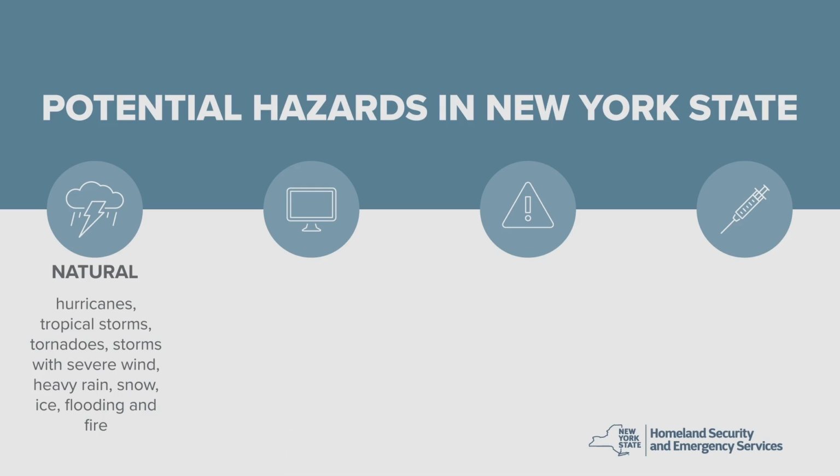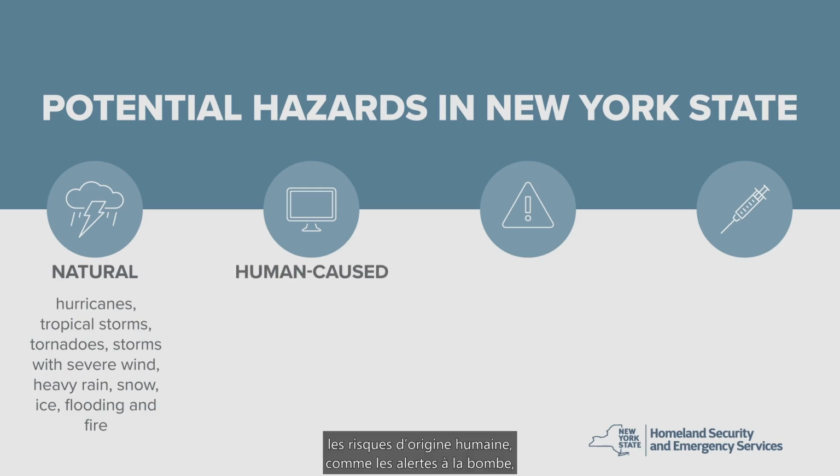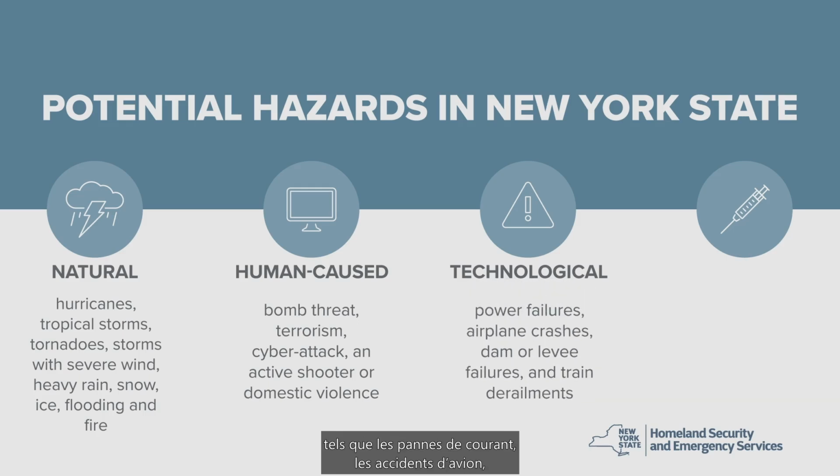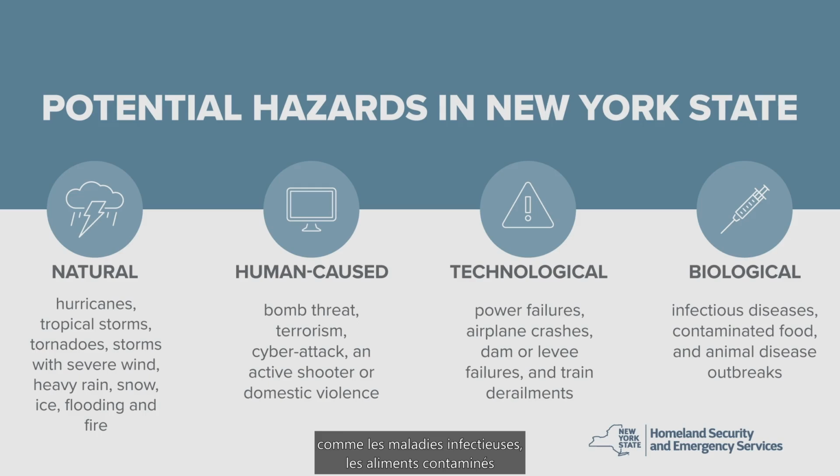There are natural hazards, such as hurricanes and tropical storms, tornadoes, storms with severe wind and heavy rain, snow and ice, flooding and fire; human-caused hazards, such as a bomb threat, terrorism, cyber attack, an active shooter, or domestic violence. There are also technological hazards, such as power failures, airplane crashes, dam or levee failures, and train derailments. Finally, there are biological hazards, such as infectious diseases, contaminated food, and animal disease outbreaks.